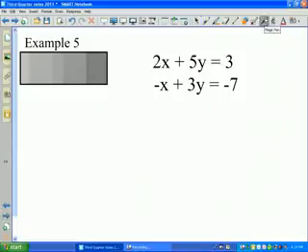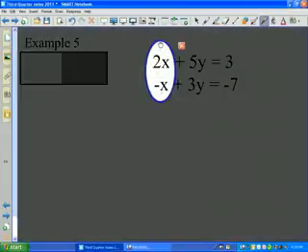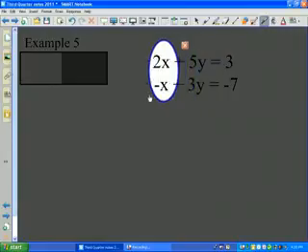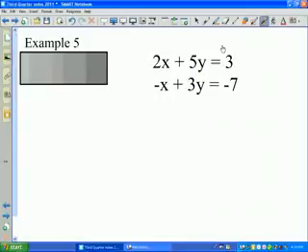So we have 2x plus 5y equals 3, and negative x plus 3y equals negative 7. If I put my magic circle around it, I notice that my x's are lined up, and that my y's are lined up. But what else do you notice? Do we have the same number? No, we do not. So what are we going to do? I need the same number in order for me to do elimination. Besides lining up my x's and y's, that is key when it comes to elimination.